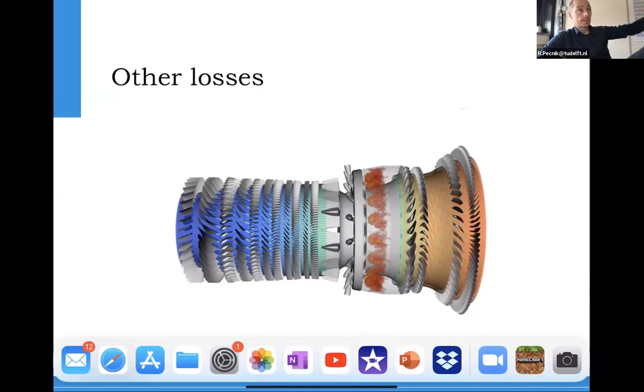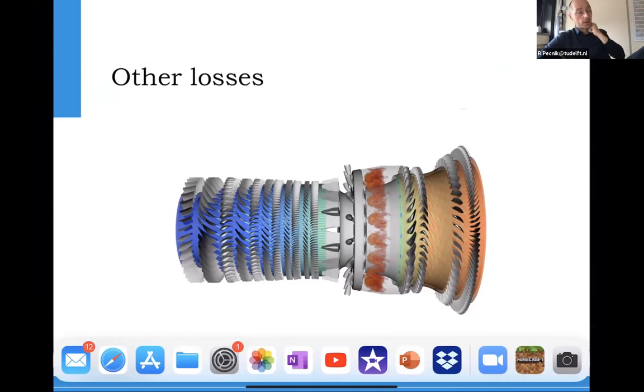So what did I want to say? I discussed the four cycles again: the basic cycle, the reheat cycle, the cycle with intercoolers and reheat, and the recuperated cycle. And I told you that most of the compression and the expansion actually works with losses. So you need to take into account the losses and characterize them with an efficiency, usually isentropic efficiency. You also need to take into account pressure losses.